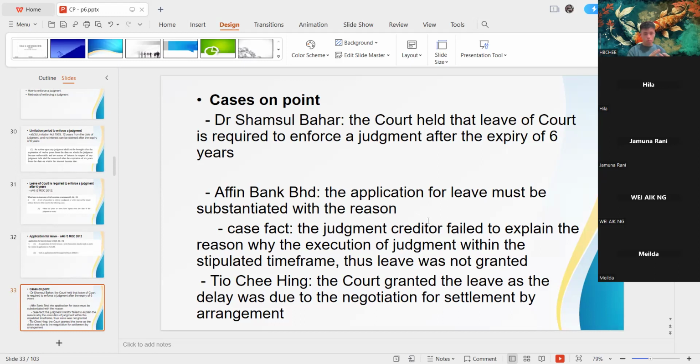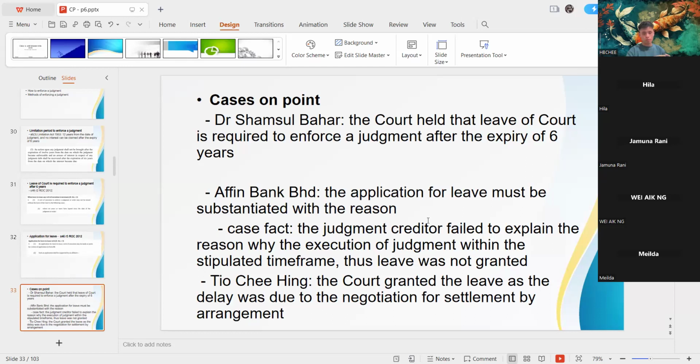So actually, there will be some rounds of negotiation. If the negotiation takes quite a long time, this is what happened in the Teo Chi Hing case. The negotiation delays the enforcement of judgment.